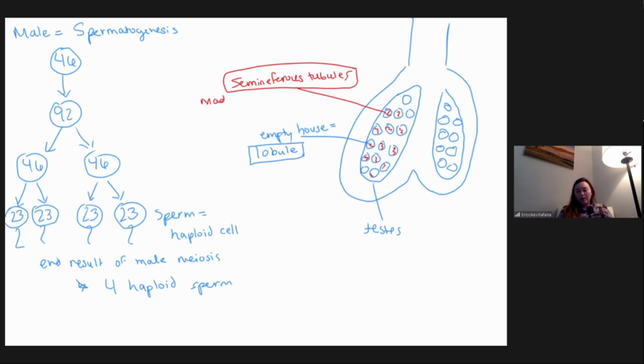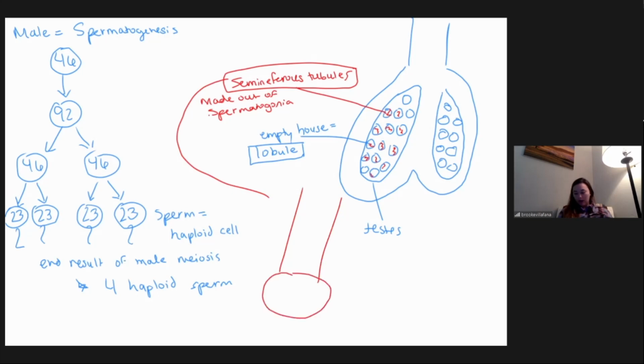These are made out of spermatogonia, and spermatogonia are specialized cells. So if we draw a little seminiferous tubule, it looks something like this. Lining the seminiferous tubule are our little spermatogonia cells. These are going through meiosis, and at the end of the result, we have these little sperm cells that are formed, right? These are our haploid sperm.